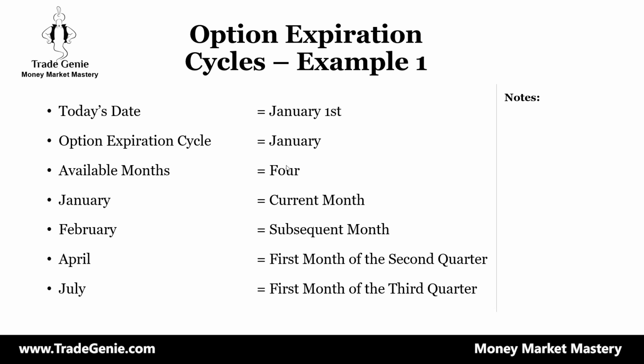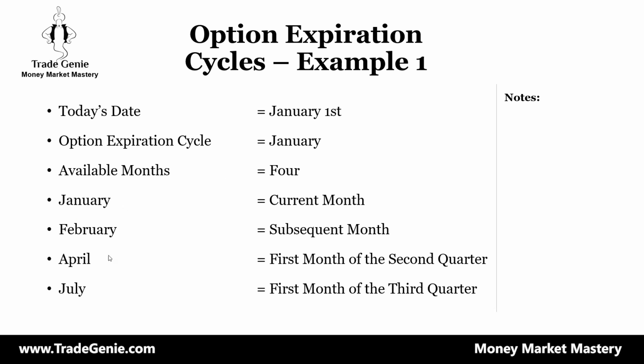But we are on January 1st, and we need to have 4 months. So January, because it's the current month, and then the subsequent month. You ask, what is the subsequent month of January? The answer is February. Then you say, what are the first months of the second quarter and the third quarter? The answer is April and July. So the stock which is assigned to the January cycle will show January, February, April, and July options listed there. There's no March, no May and no June listed.